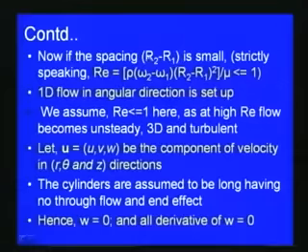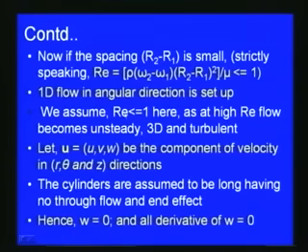Now, if the spacing r2 minus r1 is small, strictly speaking the Reynolds number, Re equal to rho into omega 2 minus omega 1 into r2 minus r1 squared divided by mu, is less than or equal to 1, and you can see that the flow we can consider as one-dimensional flow in the angular direction. So, we consider the flow as 1D flow in the angular direction.